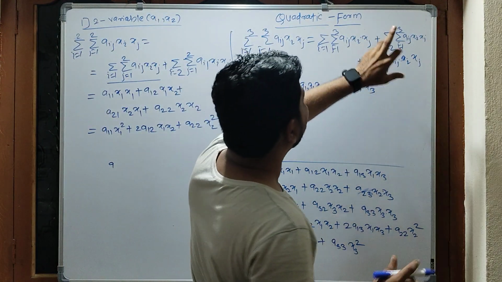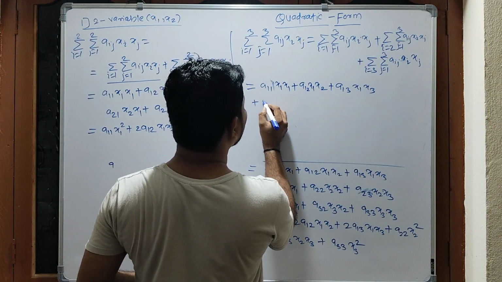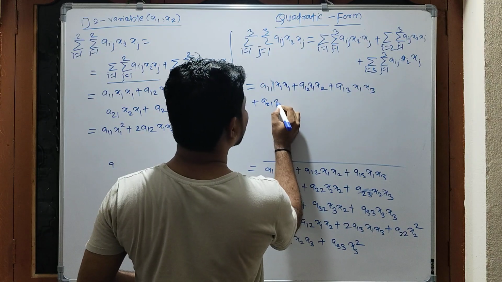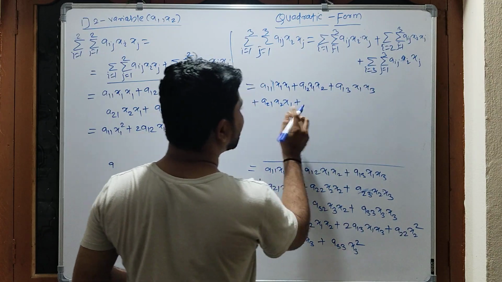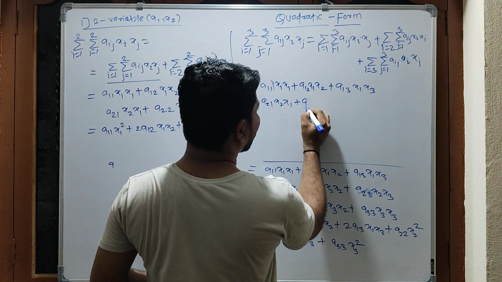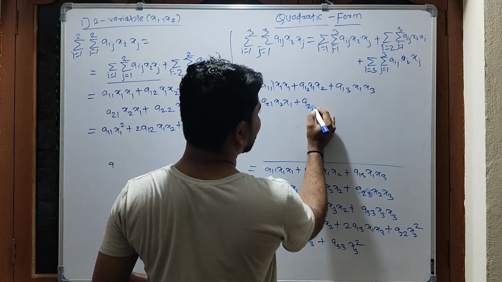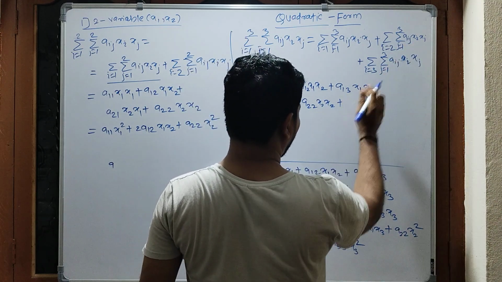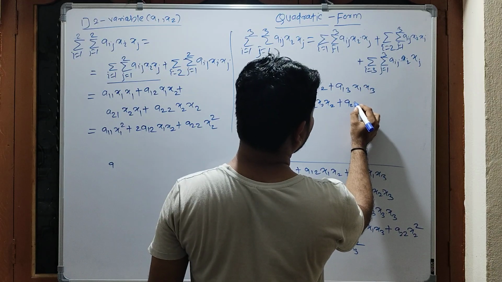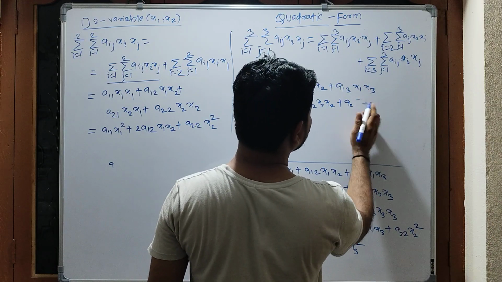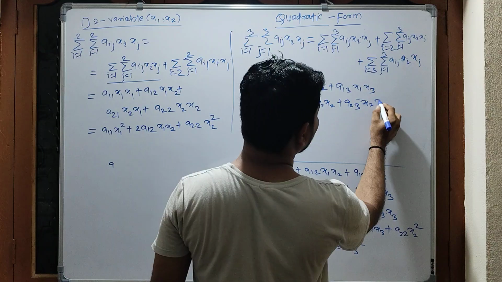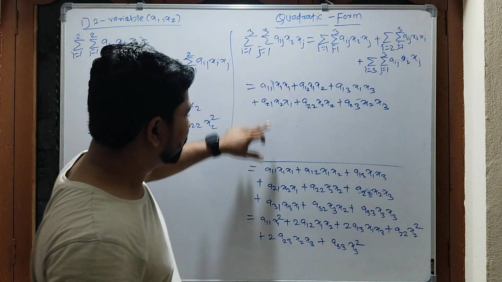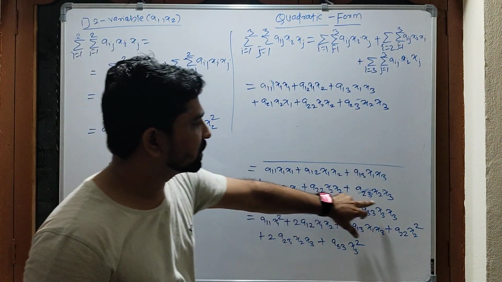Now fix i equal to 2: a_21 x_2 x_1, where this time j is 1. Now this time j is 2, so x_2 and x_2, plus a_2 and now this time j is 3, so x_2 and x_3. This is the same as this second.